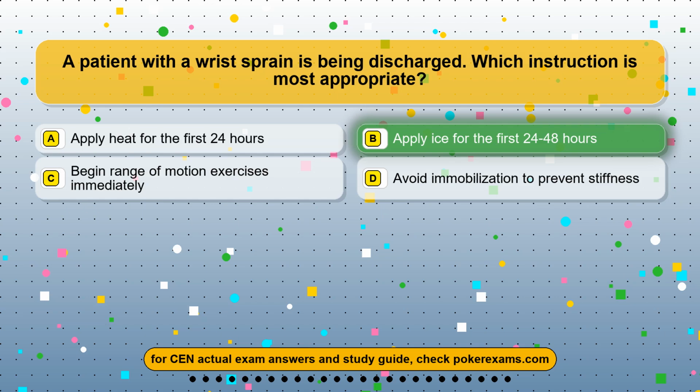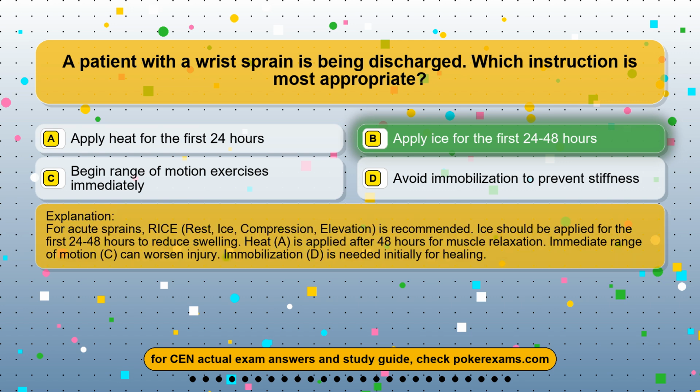The correct answer is option B. Apply ice for the first 24-48 hours. For acute sprains, rest, ice, compression, elevation is recommended. Ice should be applied for the first 24-48 hours to reduce swelling. Heat, A, is applied after 48 hours for muscle relaxation. Immediate range of motion, C, can worsen injury. Immobilization, D, is needed initially for healing.